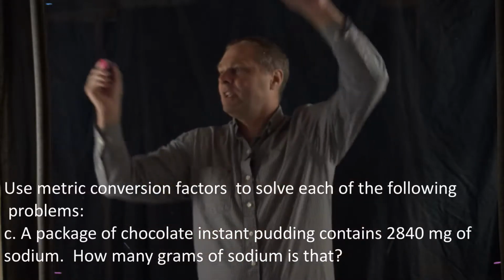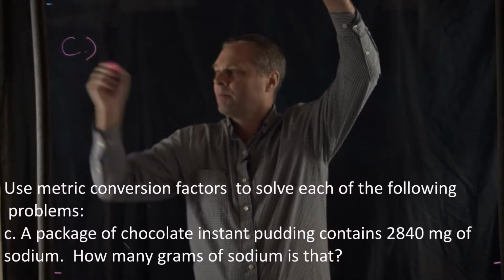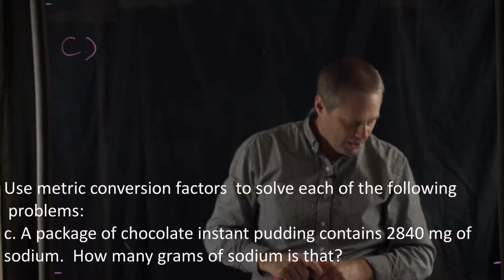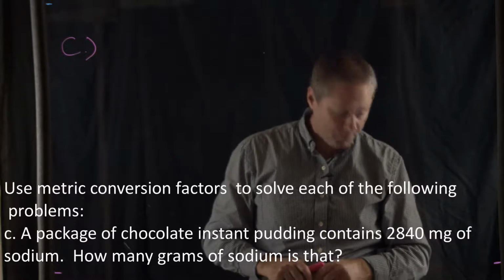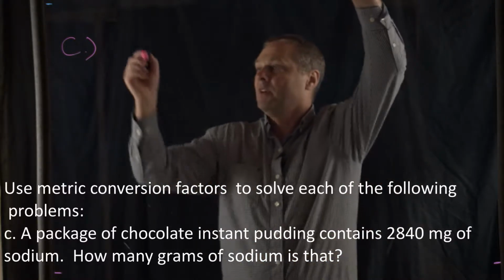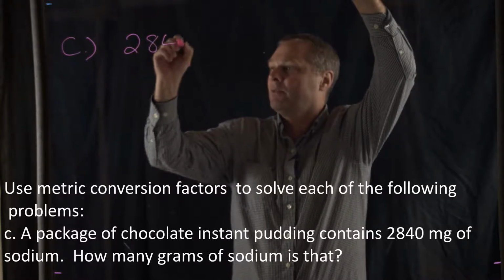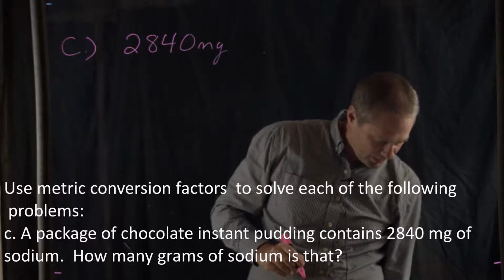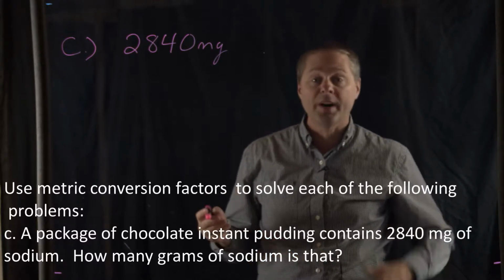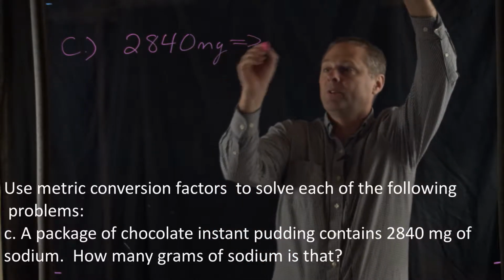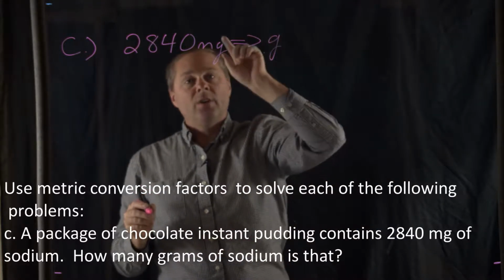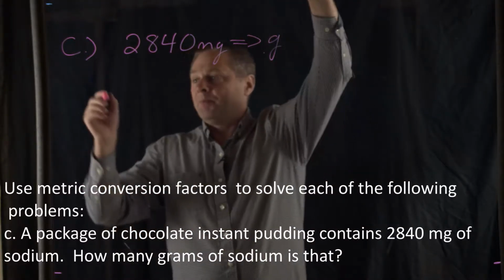So for part C, it says a package of chocolate instant pudding contains 2,840 milligrams of sodium. So 2,840 milligrams. And what we want to do is convert this into grams, realizing that there are 1,000 milligrams in 1 gram.